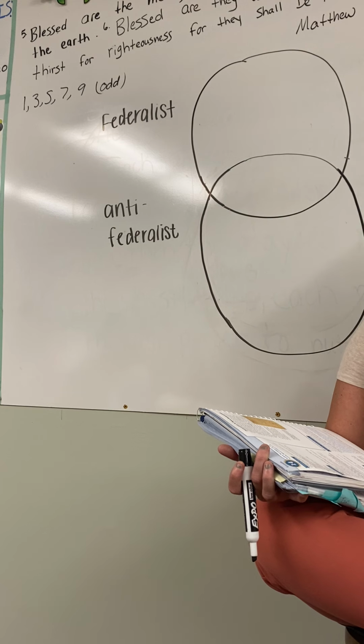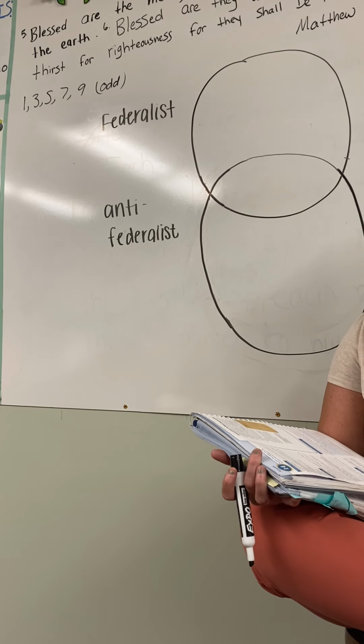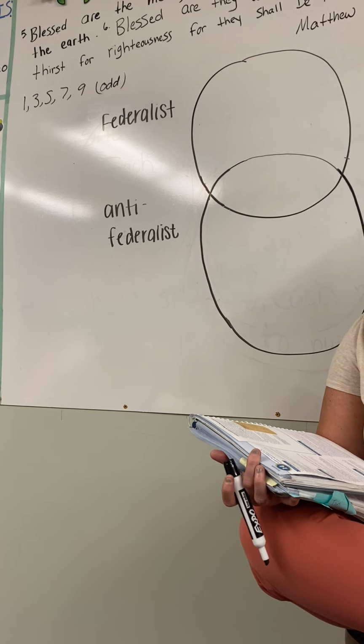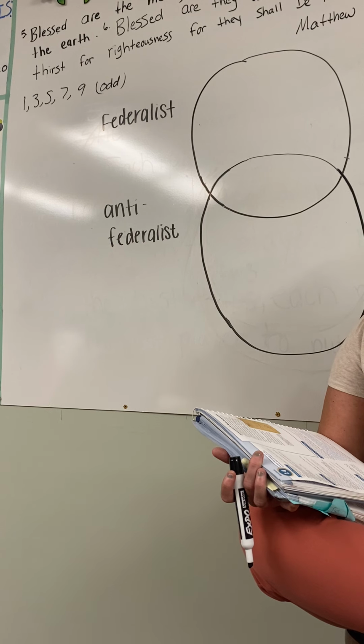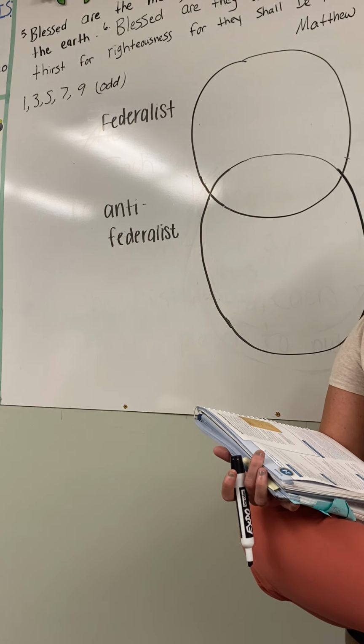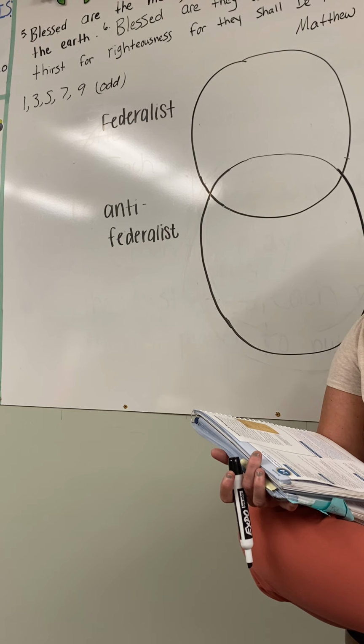So on the top of page 43, it says Federalist and Anti-Federalist, which we already see up here on our Venn diagram today. It says, the Constitution did not become law as soon as the delegates signed it. Remember the little bill on Capitol Hill? Does a bill become a law quickly? No. Does it take a long time?